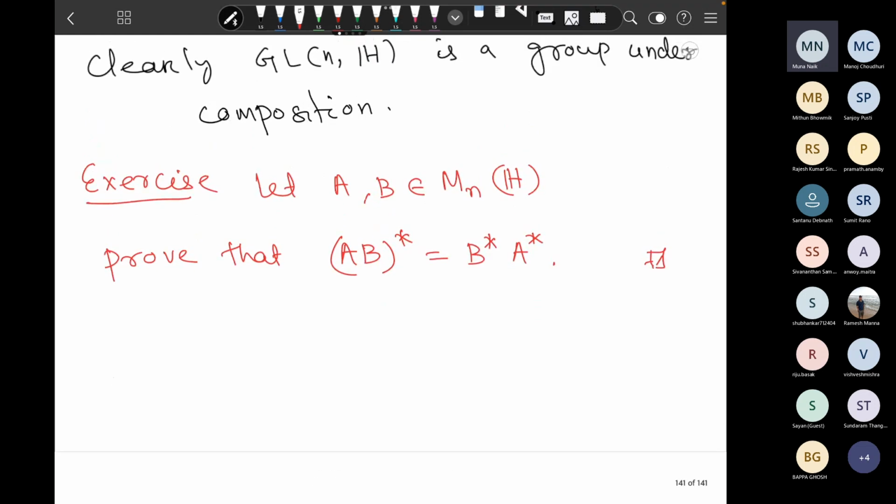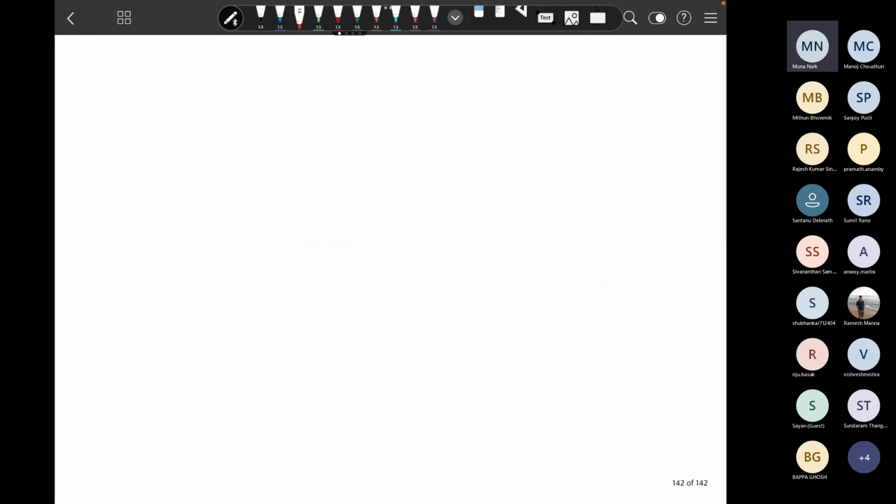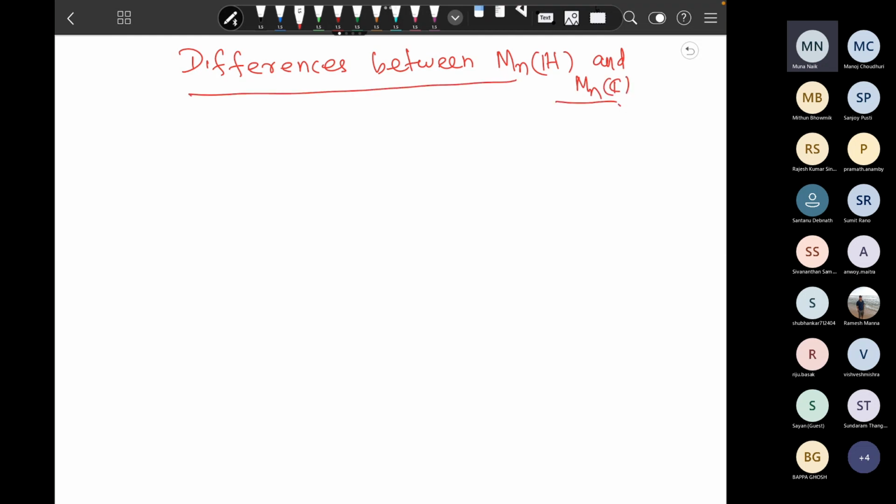Now we will give some differences between M_n(H) and M_n(C). This is a very important, interesting thing. So the first thing is the determinant. This is the usual notion of determinant.